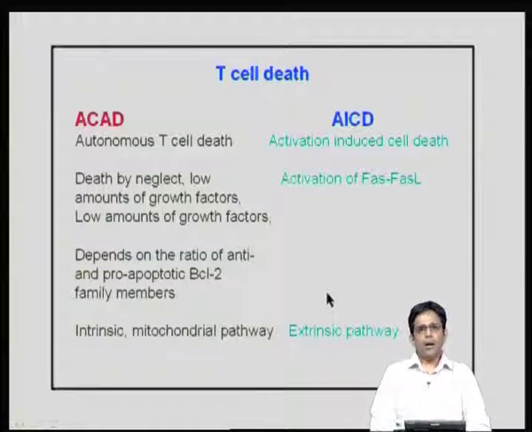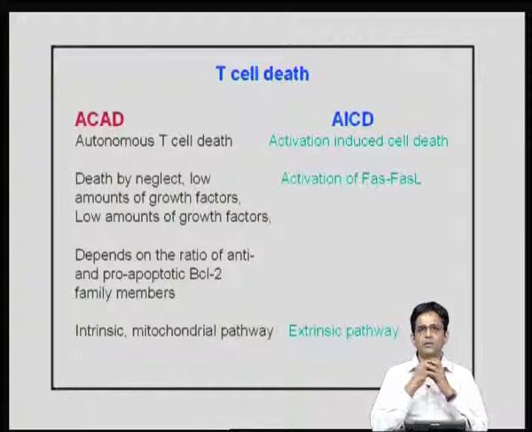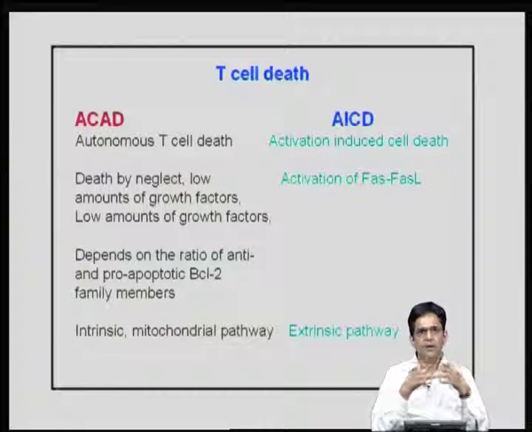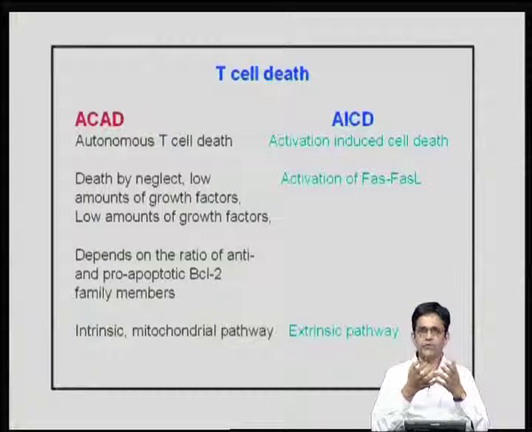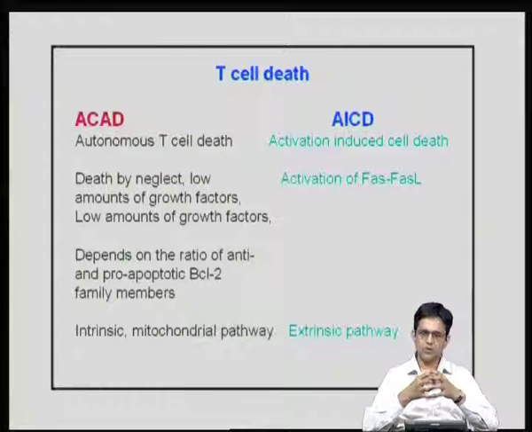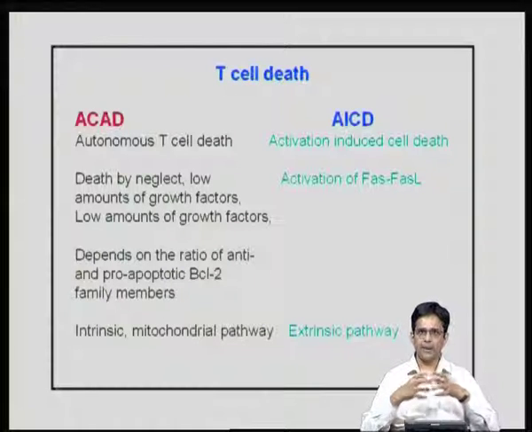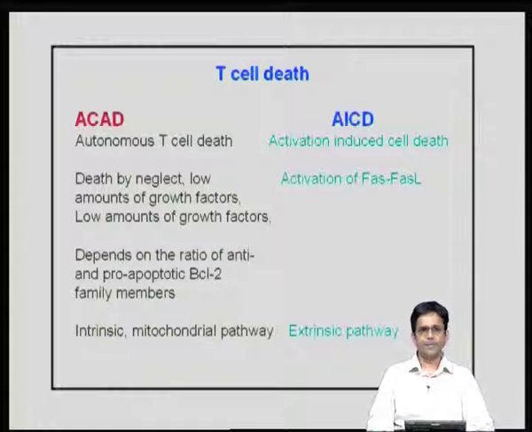Okay. So, in terms of T cell death, there are two main forms, and again students need to be a little bit familiar with it. The first is autonomous T cell death, known as ACAD. ACAD is a form where T cells undergo death because of growth factor deprivation. For example, they have been activated, they have produced IL-2, but with time IL-2 amounts have dropped, and once these IL-2 amounts drop, then they undergo death, because it naturally takes care of the fact that T cells have activated, they are no longer getting activated, perhaps because the antigen is no longer present, and so now it is time to die.